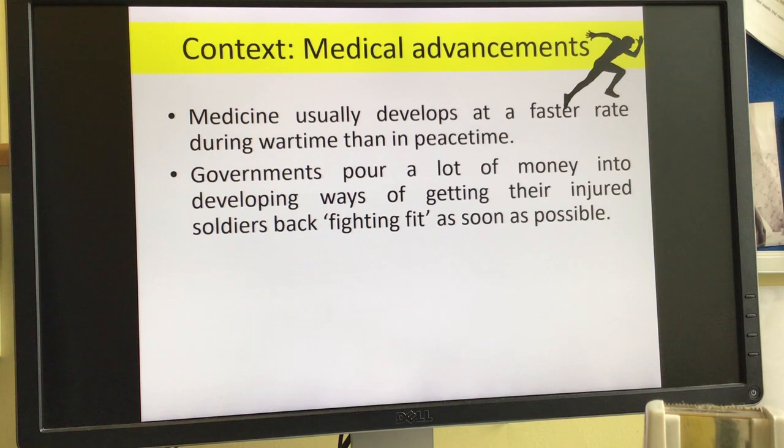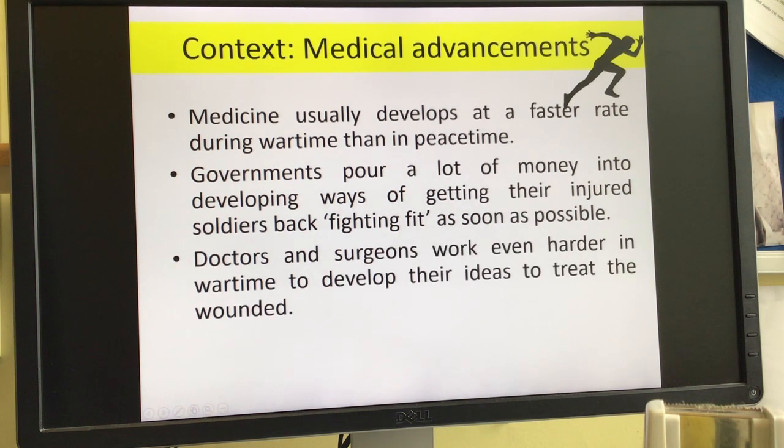And I think the key point probably here is that actually doctors and surgeons during wartime are working even harder, because they're thinking all the time around how they can develop ideas to treat different types of wounds. So there's this general sense, as you can see there, the picture at the top, of a pace during wartime in medical development and certainly progress.